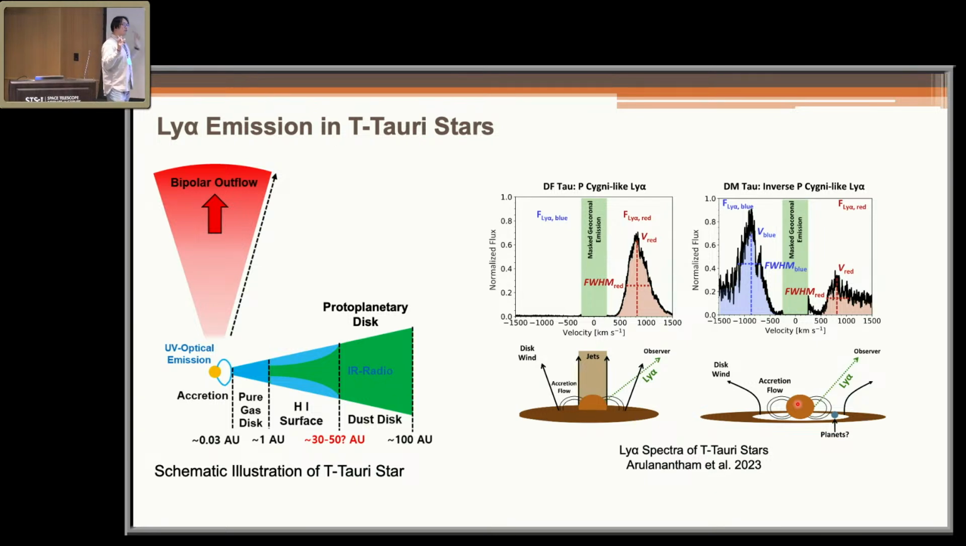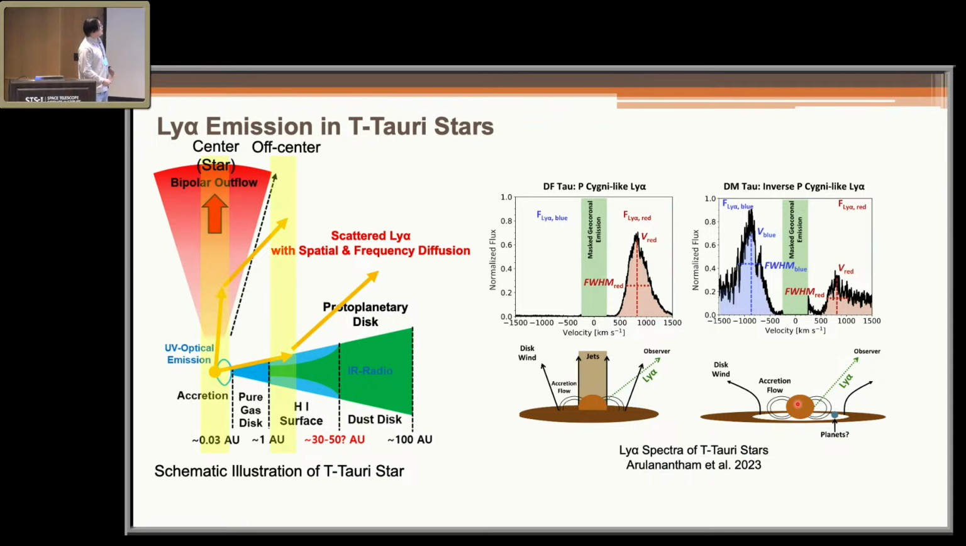But I was just wondering, because the surface of the protoplanetary disk also has a neutral region, if Lyman alpha emitting from the central region interacts with the wind or disk, maybe the scattered Lyman alpha is spatially extended, and we can also get a different Lyman alpha spectrum. So to get this Lyman alpha spectrum, we have to observe this target at different positions.